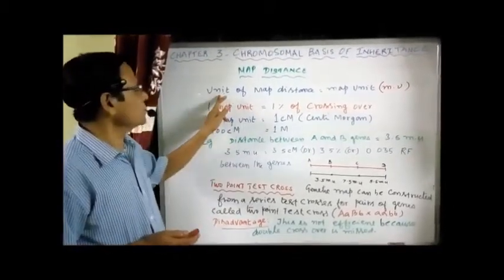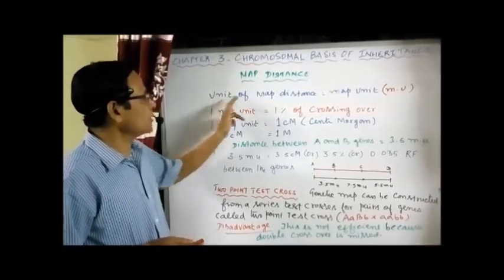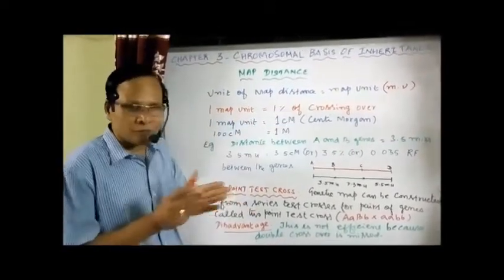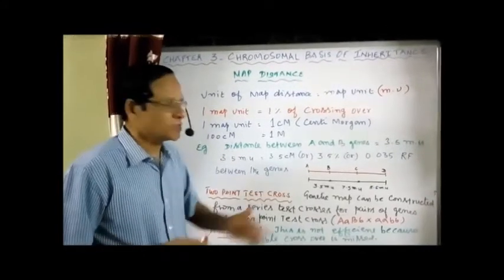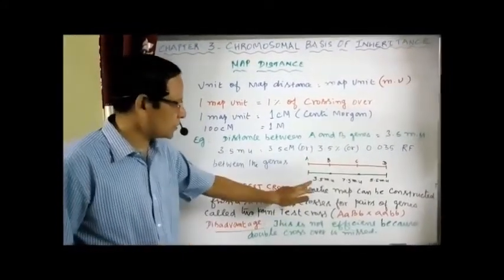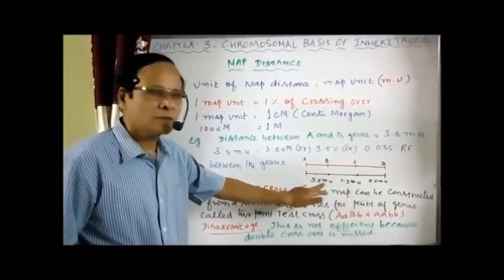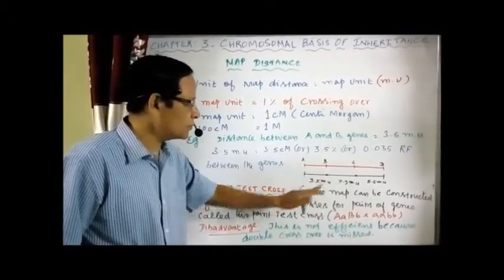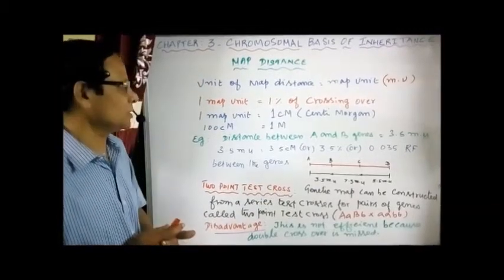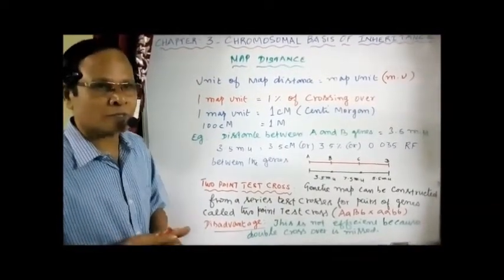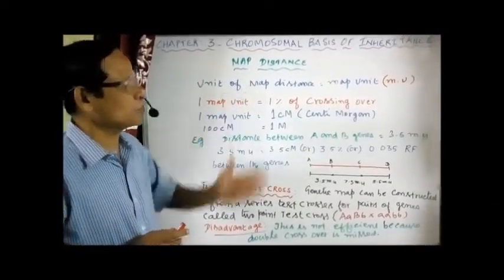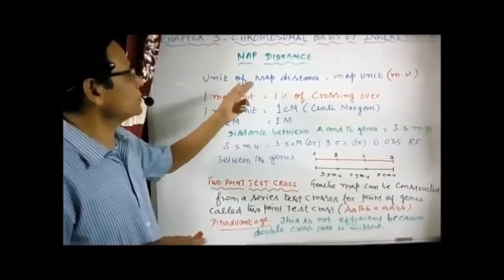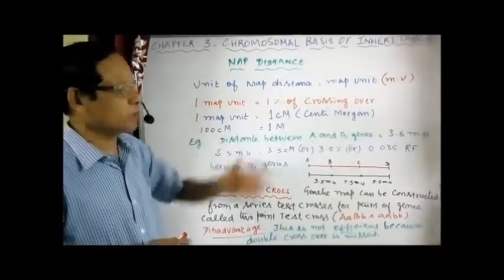So in a genetic map, the unit of map distance is called the map unit between the genes, for example between A and B genes. I represented here, for example, 3.5, that is the map unit. This is the distance between A and B, 3.5 map units. Instead of using centimeter, millimeter, etc., we are using a map unit.